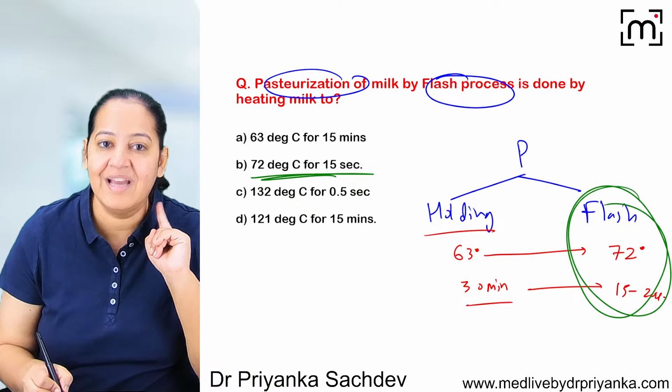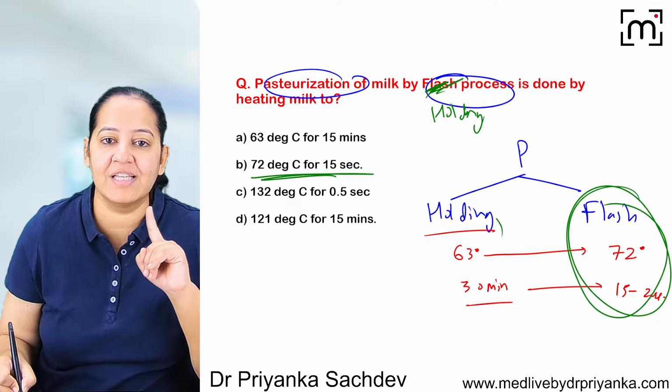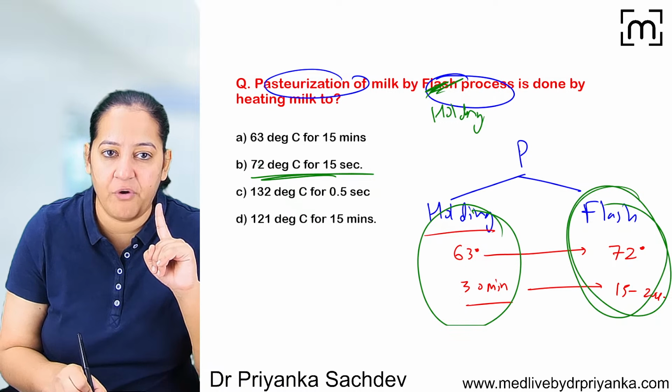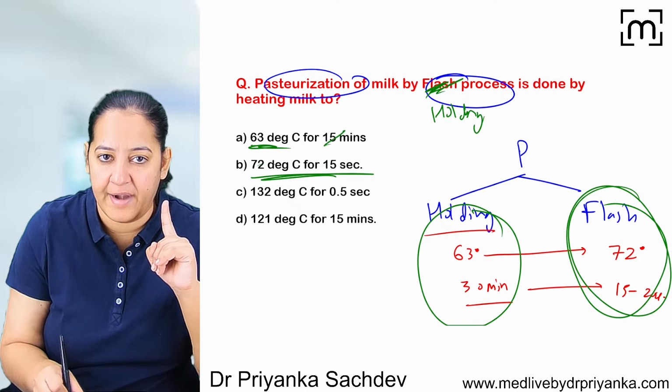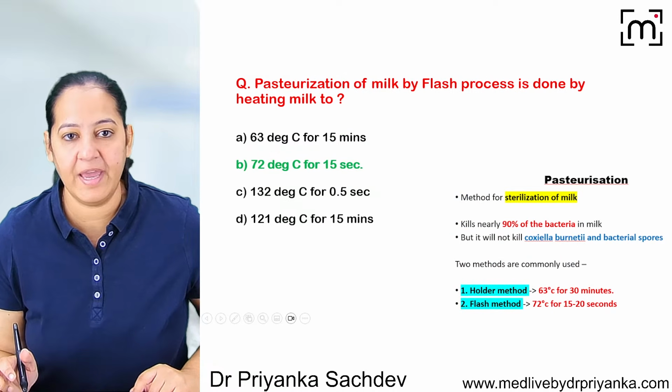You are absolutely right. And if I change the question from flash to holding, your answer will change. In that case, you have to look for 63 degree for half an hour, but it's not given. Ideally, it should be 30 minutes. So they can ask you any of the methods. You have to learn that. Okay, can we go ahead?